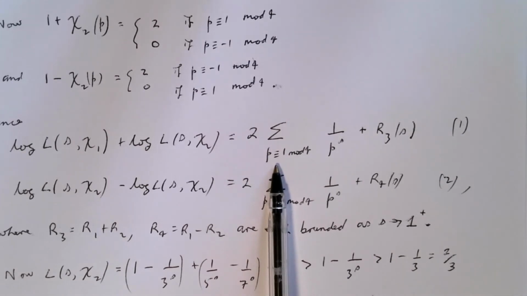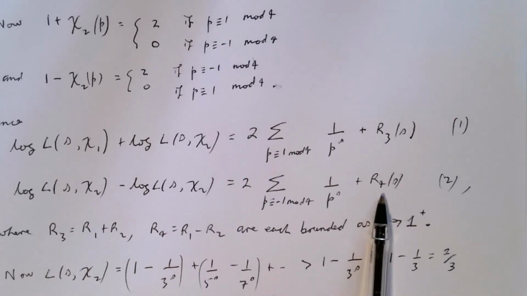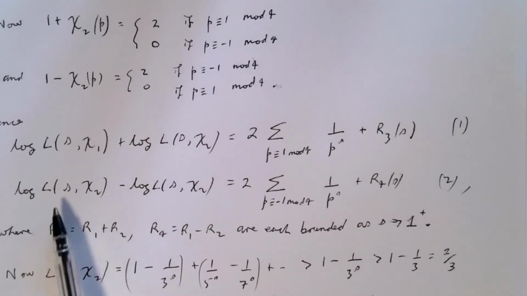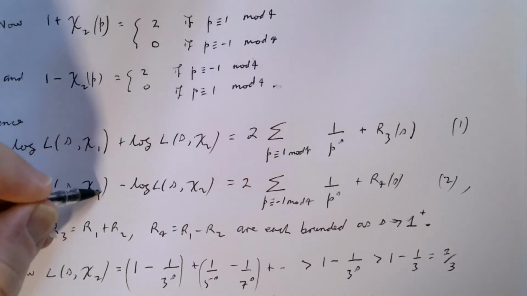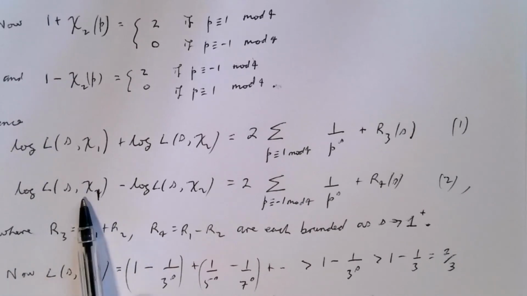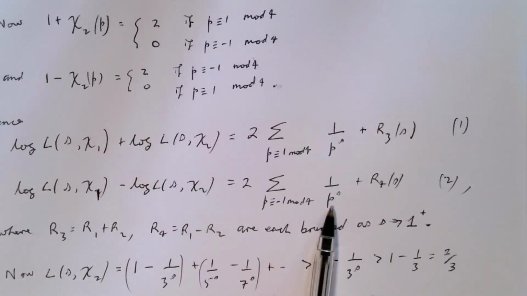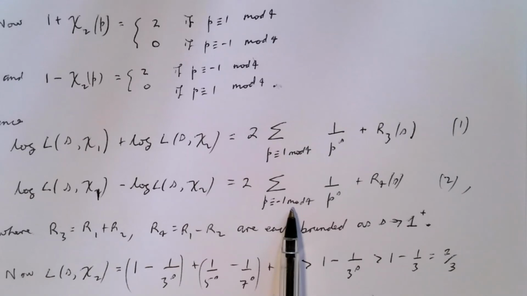And the same argument's going to work on this line here. That's bounded. We're going to prove this is bounded. We're going to show that should be chi1 there. We're going to show that this thing here is not bounded, that this goes off to infinity as s goes to 1. And that means this sum goes off to infinity as s goes to 1. And that means there are infinitely many primes congruent to minus 1 mod 4.